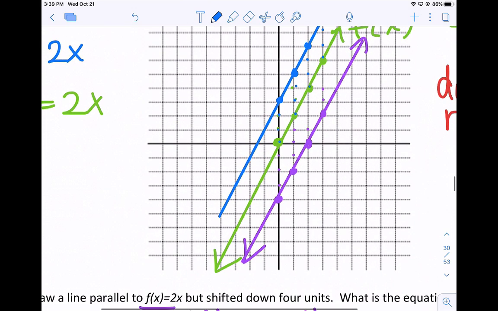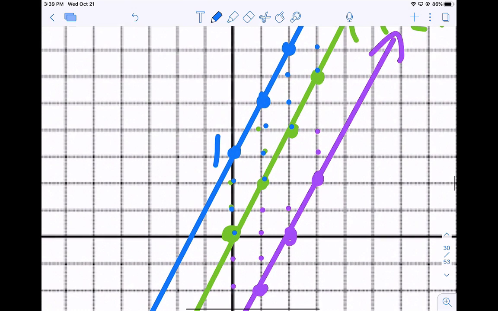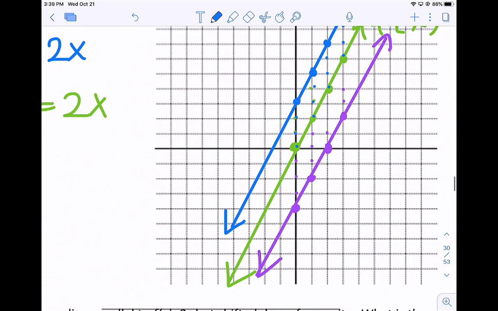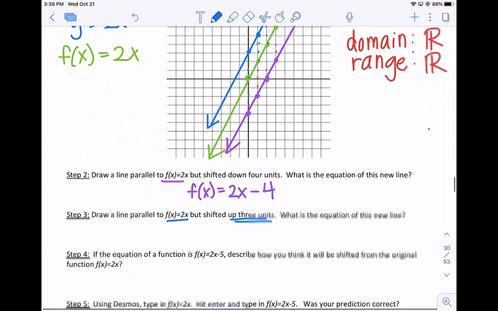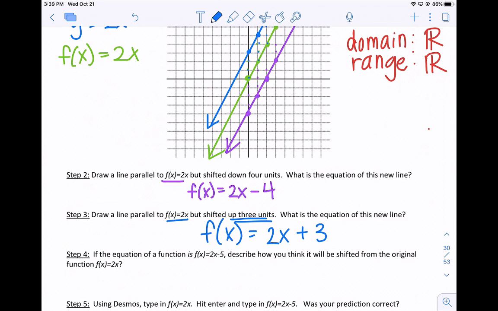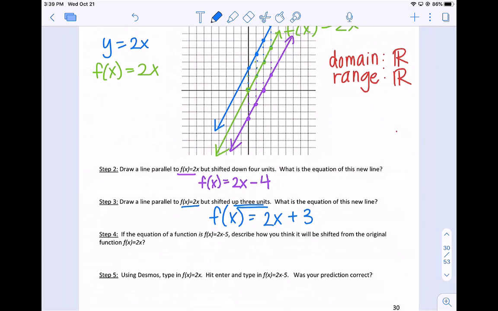And let's get the equation of this blue line. The y-intercept, again, is where it crosses the y-axis, and that is at 3. So the equation for that graph is f of x equals the same slope, but then plus 3. All right, so hopefully now you're starting to notice a pattern with the graph and the equation.